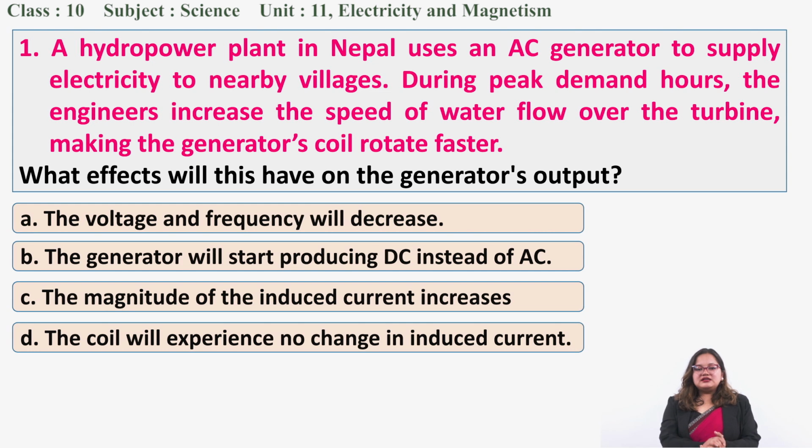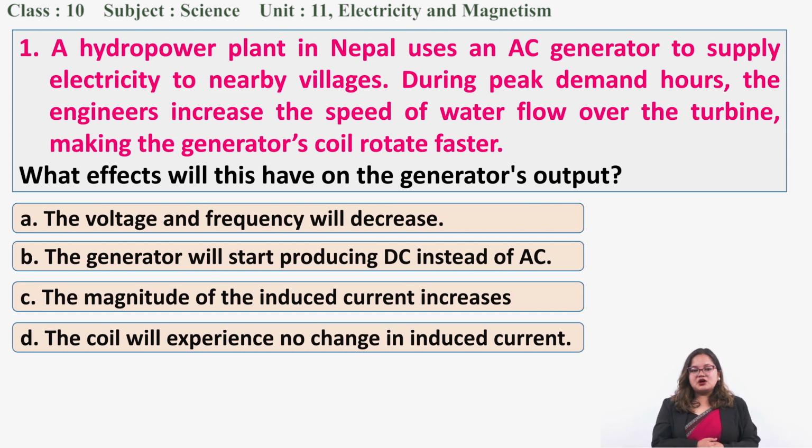With this note, let's look at this multiple choice question and try to solve it. A hydropower plant in Nepal uses an AC generator to supply electricity to nearby villages. During peak demand hours, the engineers increase the speed of water flow over the turbine, making the generator's coil rotate faster. What effect will this have on the generator's output? So it is asking what happens if you increase the speed of water flow over the turbine, making the generator's coil rotate faster. What is the result? Why is one doing that in peak hours?